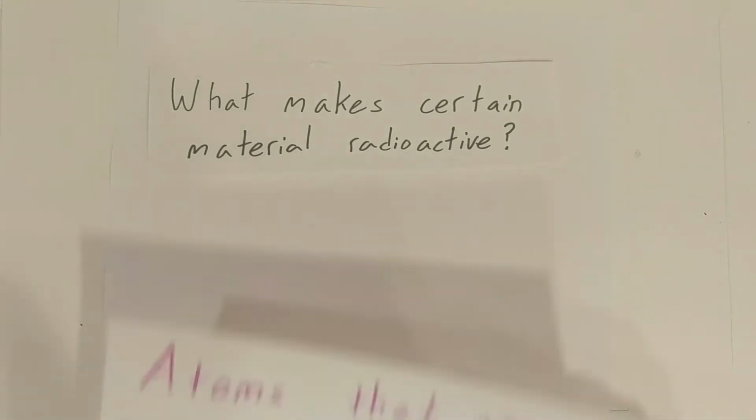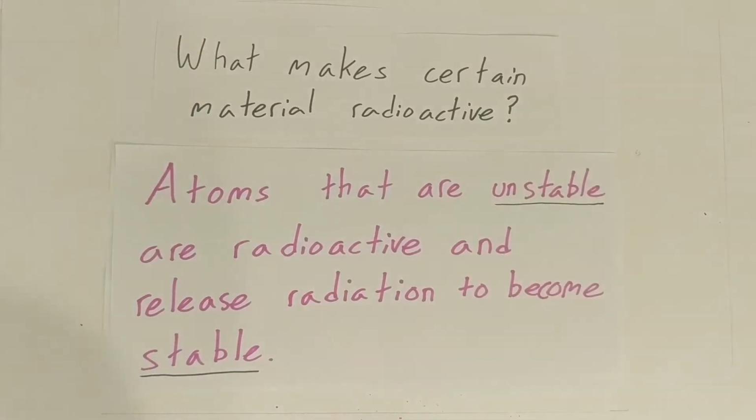And the answer to that is that atoms that are unstable are radioactive and they release radiation to become stable. So we have learned about how neutrons can affect whether an atom is stable or unstable. And by either losing neutrons or gaining neutrons, that atom can find stability. So atoms are kind of like people in that sense, where when they are unstable, they want to become stable. So we could think of the stability as kind of what atoms are trying to become.